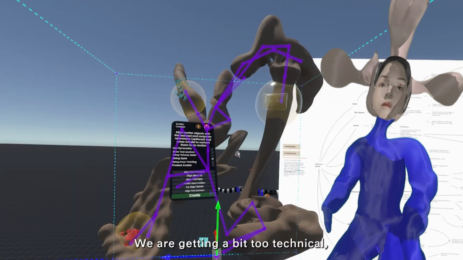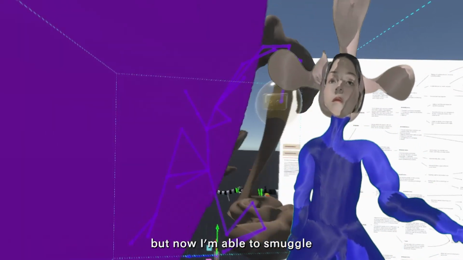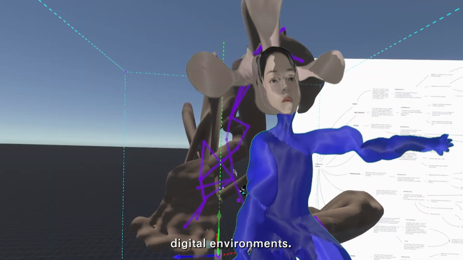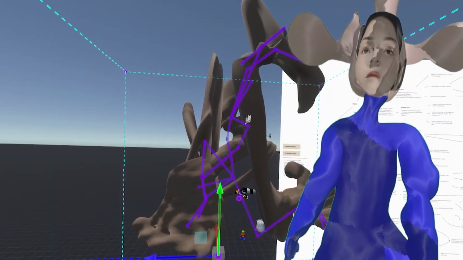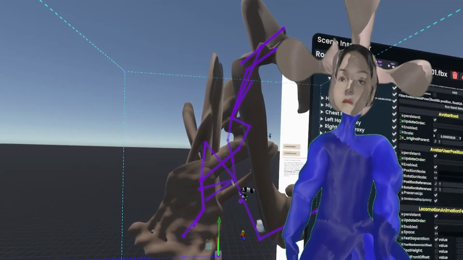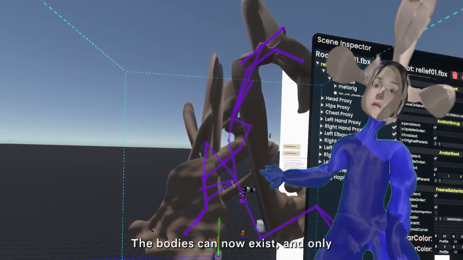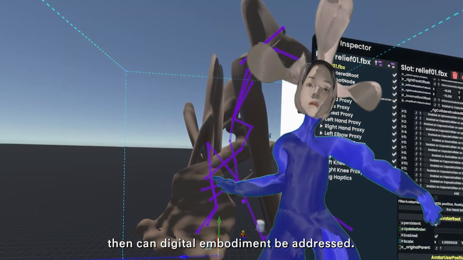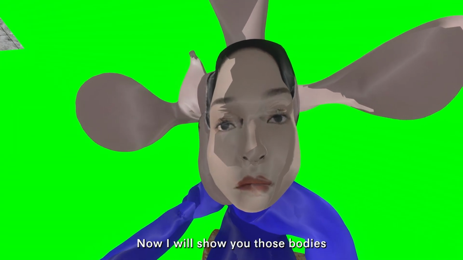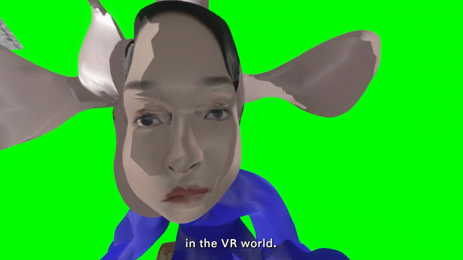We are getting a bit too technical, but now I'm able to smuggle those invalid bodies into digital environments. Survival is no longer the primary issue. The bodies can now exist, and only then can digital embodiment be addressed. Now I will show you those bodies in the VR world. See you there!